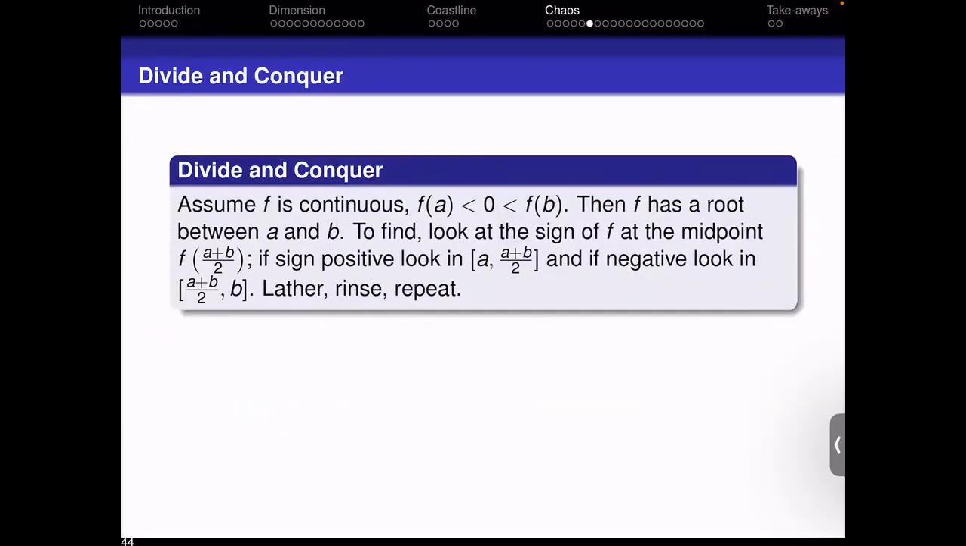So we're going to use the method called divide and conquer. We'll assume f is continuous, assume it's negative at a and positive at b. Then there has to be a root between them. So let's look at the midpoint, a plus b over 2. If it's positive at a plus b over 2, then we know there's a root between a and a plus b over 2. If it's negative there, we know there's a root in the second half of the interval. And if the function happens to be 0 at a plus b over 2, yay, we found it.